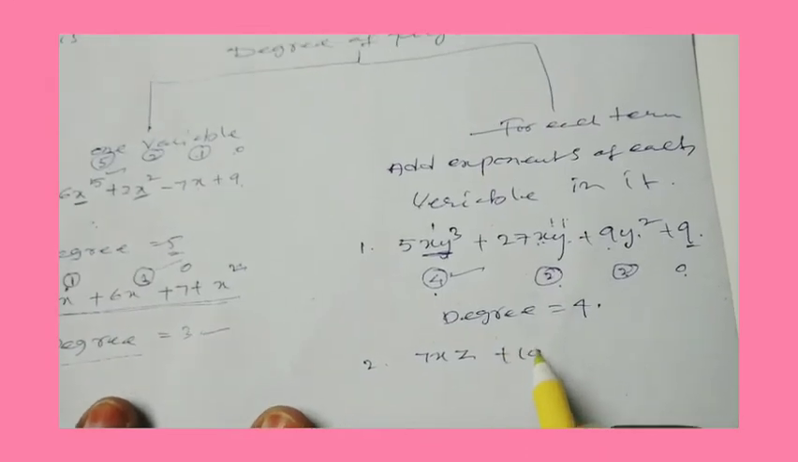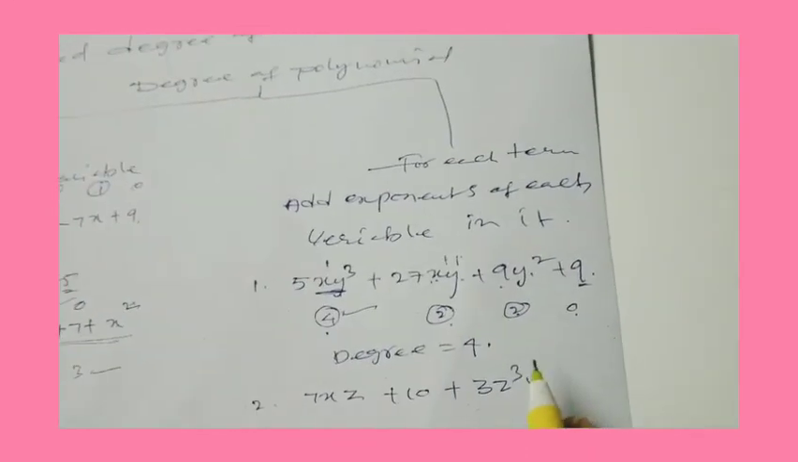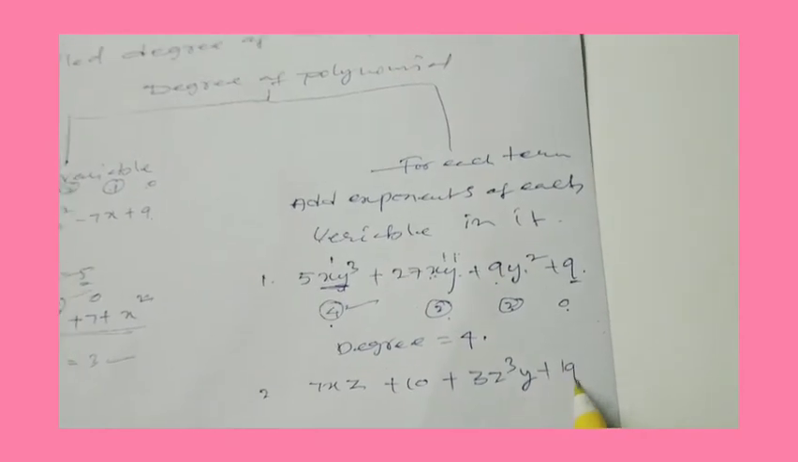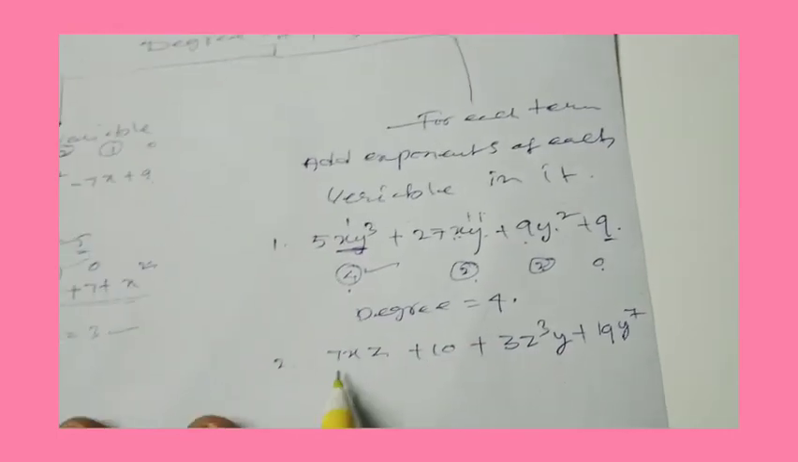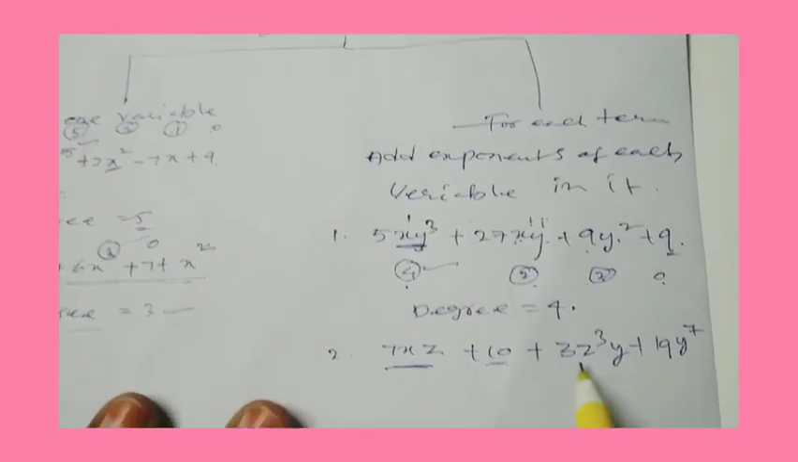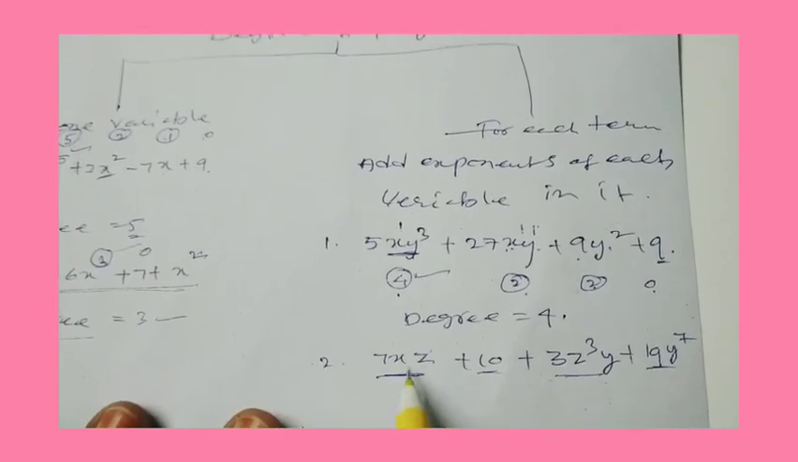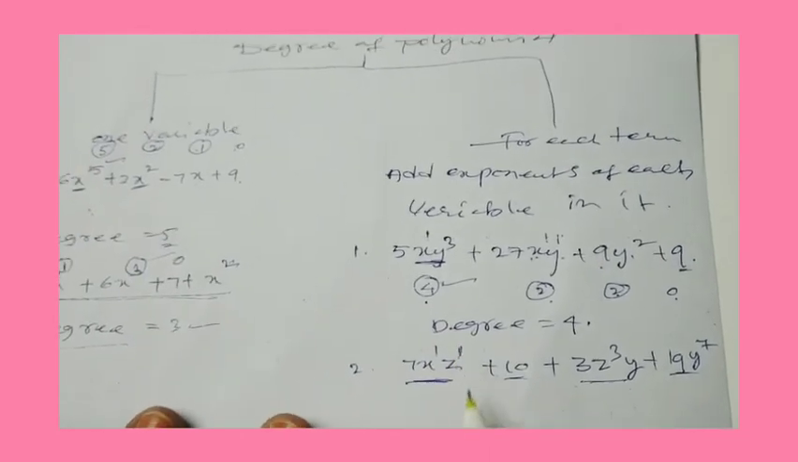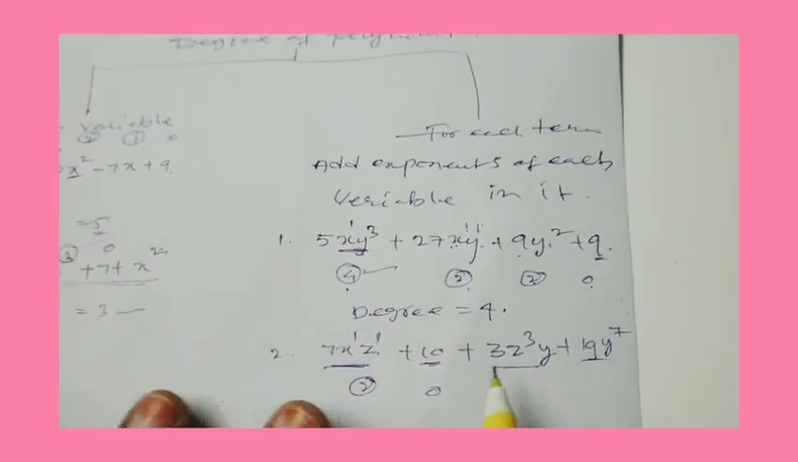7xz plus 10 plus 3z cube y plus 19 y power 7. Here, for each term, what is the degree? We are going to check. 7xz: x power not there means 1, z power not there means 1. 1 plus 1 equals 2. This is a constant term, so 0.